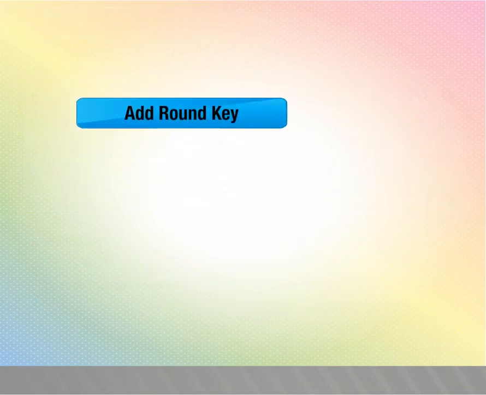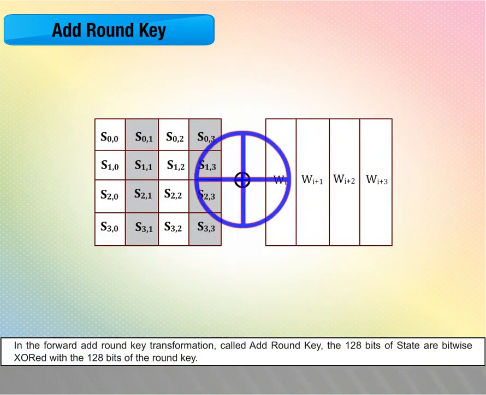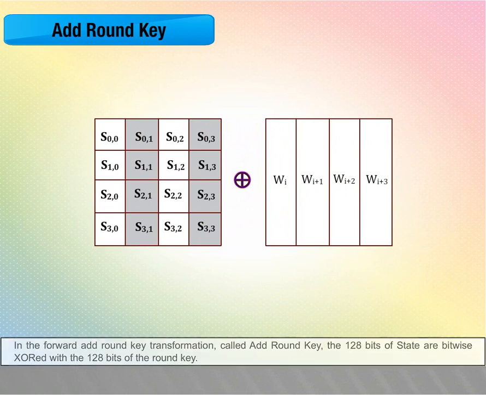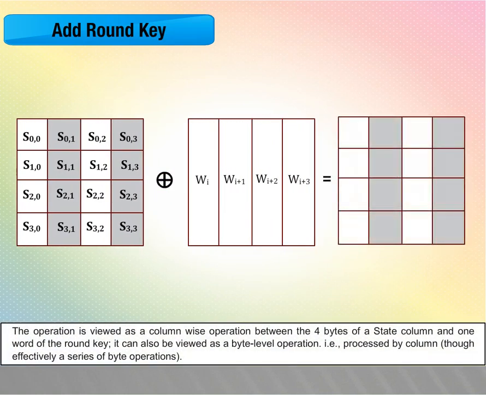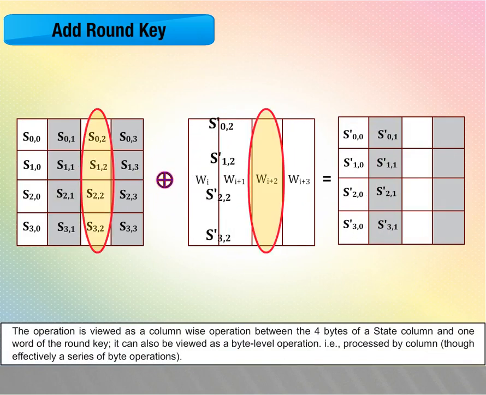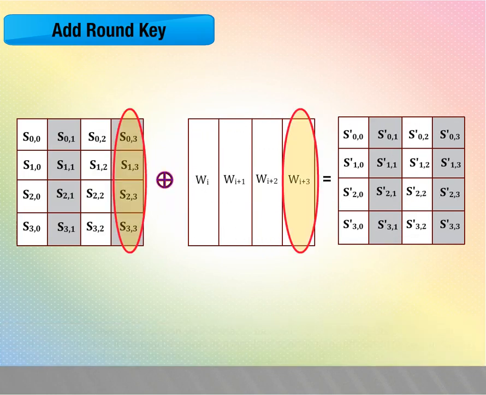Add round key. In the forward add round key transformation, the 128 bits of state are bitwise XORed with the 128 bits of the round key. The operation is viewed as a column-wise operation between the 4 bytes of a state column and 1 word of the round key. It can also be viewed as a byte-level operation, though effectively a series of byte operations.